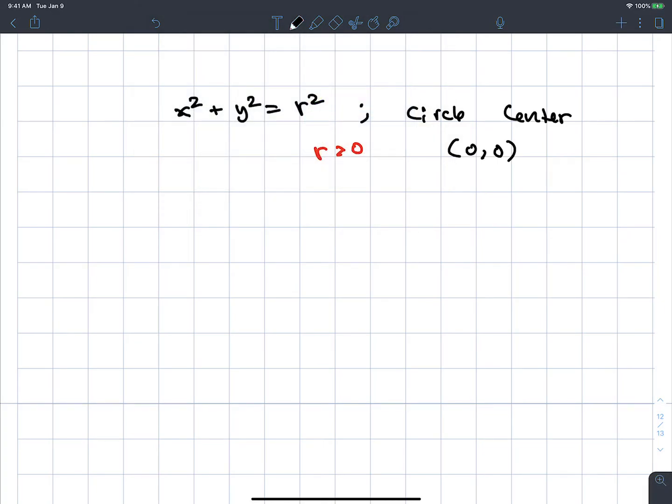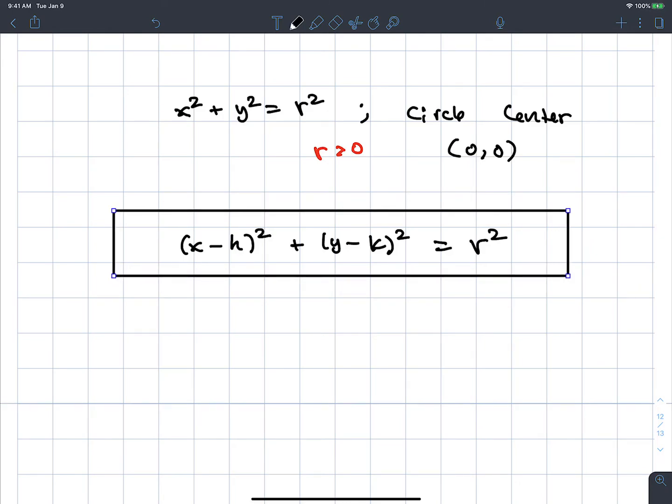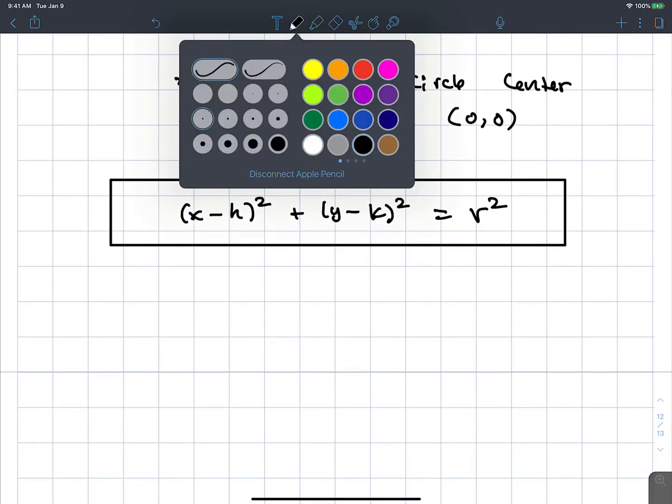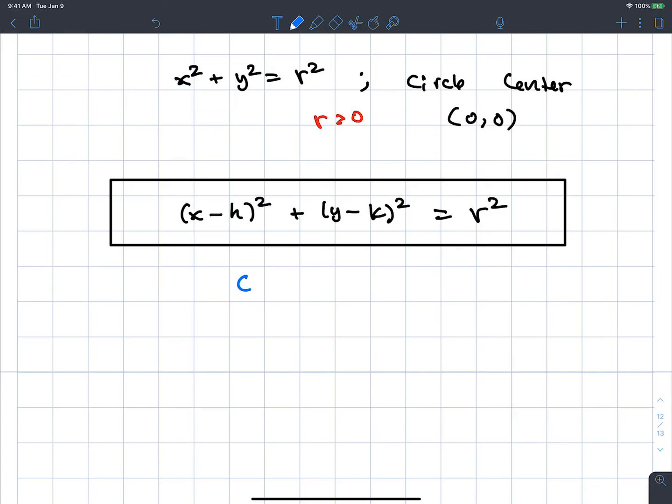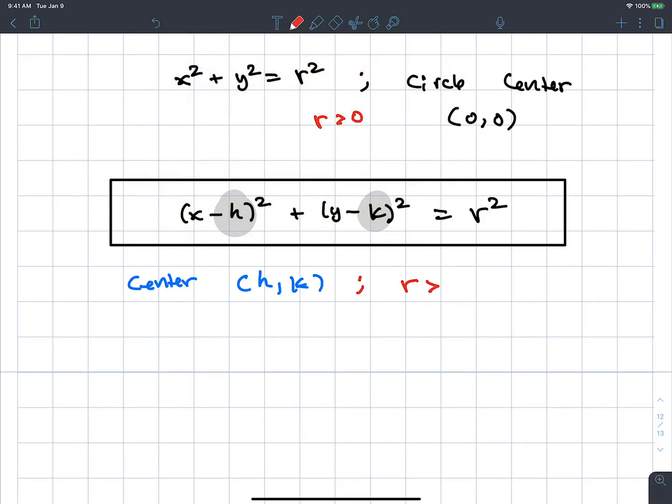Now, we have a general equation of the circle: x minus h squared plus y minus k squared is r squared. This is the very general equation of a circle. As you can start to guess, if you think of what you did with the parabolas, you had a vertex at h and k. But here, it's a circle, not a parabola. The center is going to be at h and k. The radius, again, is positive.